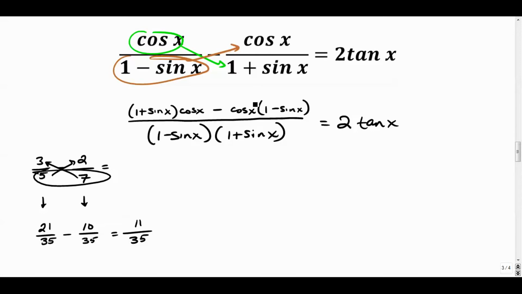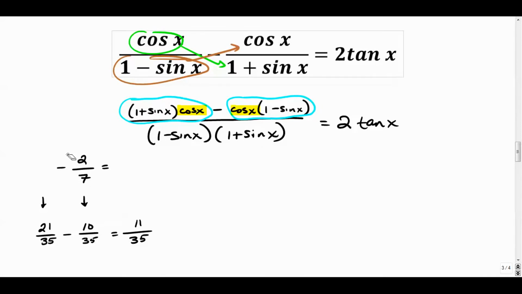Okay, and from here, let's recognize that both of these terms in the top have a common factor, or a common term. They both have a cosine in them. So let's take that out. Let's take a cosine out of both of those blue terms.